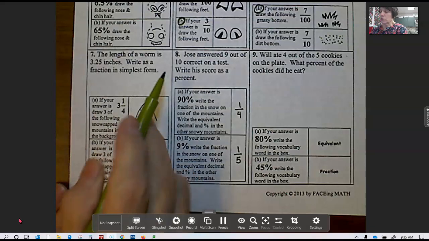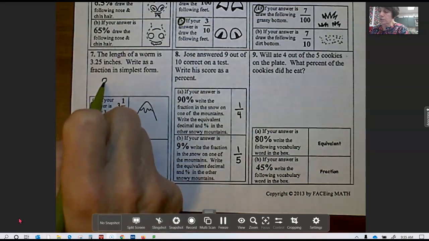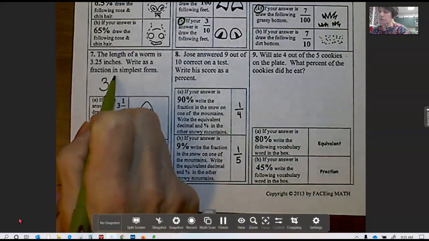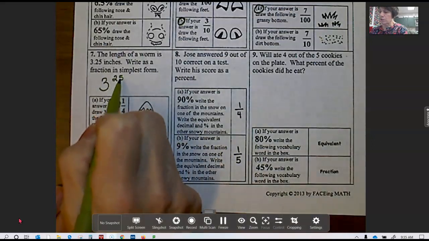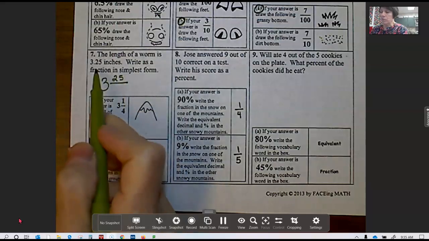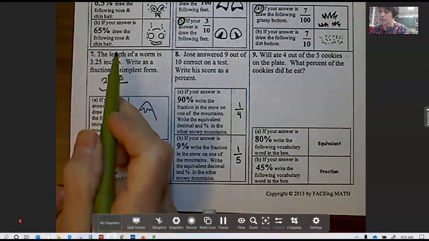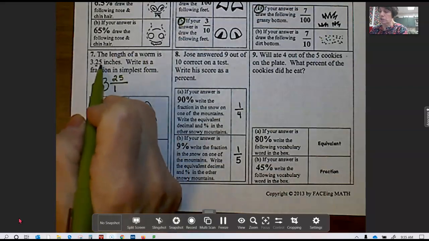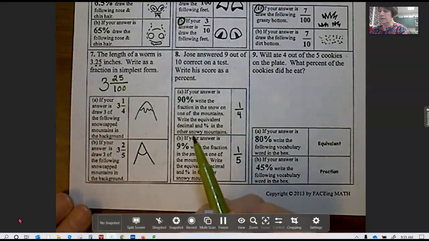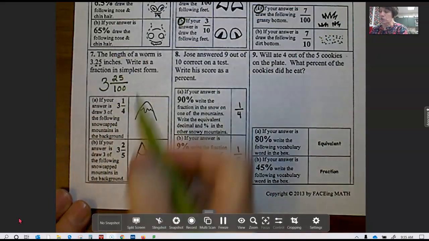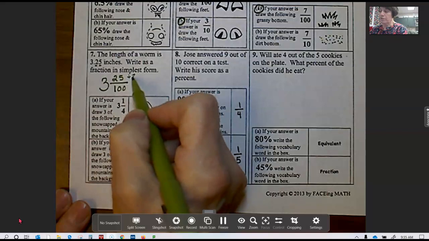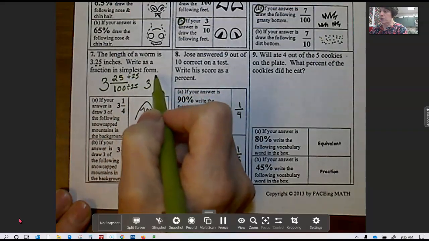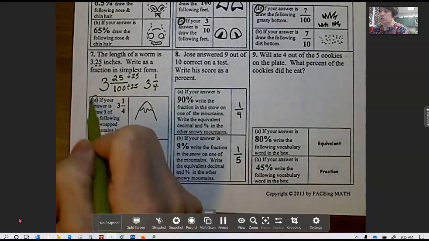This one says the length of a worm is 3.25 inches. Write this as a fraction in simplest form. Well, the whole number isn't going to be part of the fraction. That's going to be a whole number. And then we have 25, so we take the decimal part and make it the numerator. And if I read this accurately, it'd be 25 hundredths. Or I can think, well, I've got to have a 1 down here with 2 zeros because there are 2 numbers behind the decimal point. This asks us to reduce to lowest terms. Both 25 and 100 can be divided by 25, and so this becomes 3 1/4 as a fraction in lowest terms.